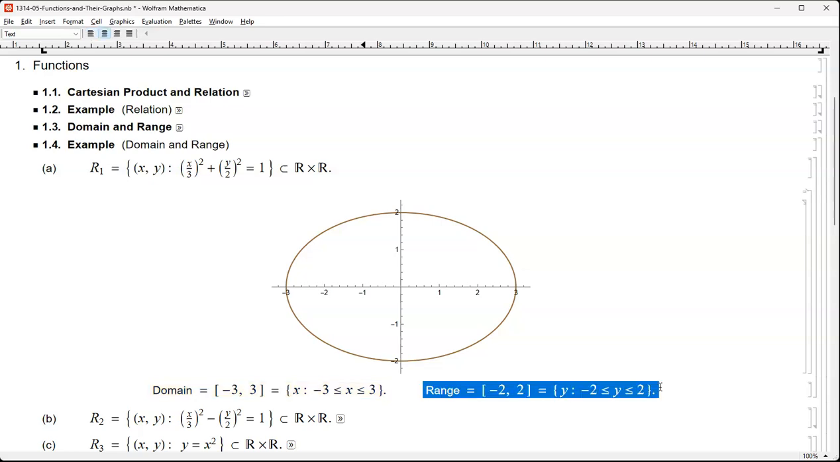How about the range? Same way. This is range, so look at only the y-coordinate. Vertically, starting from -2, ending at +2. Nothing up here, nothing down there. In between, all covered.